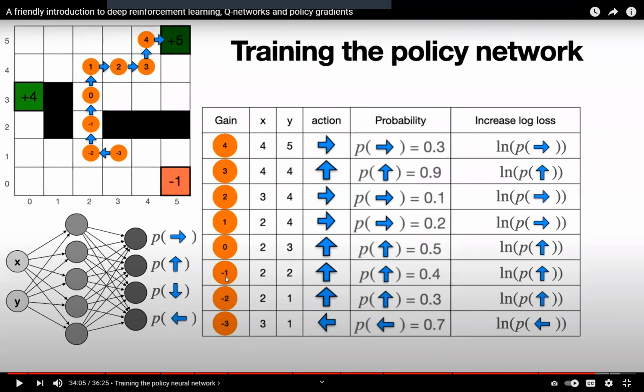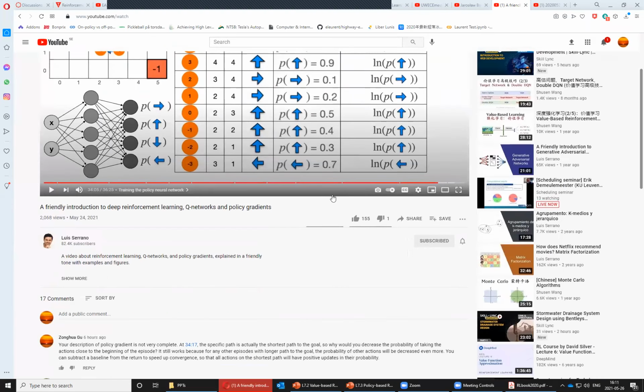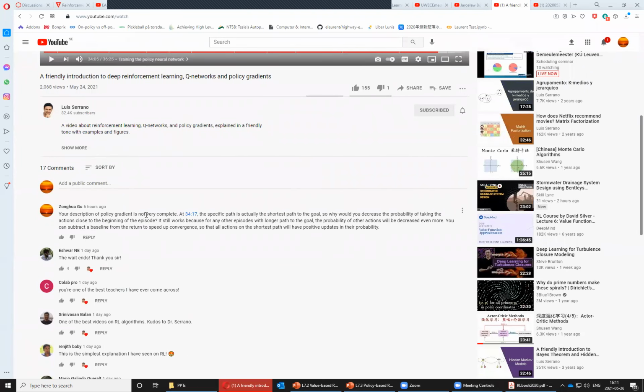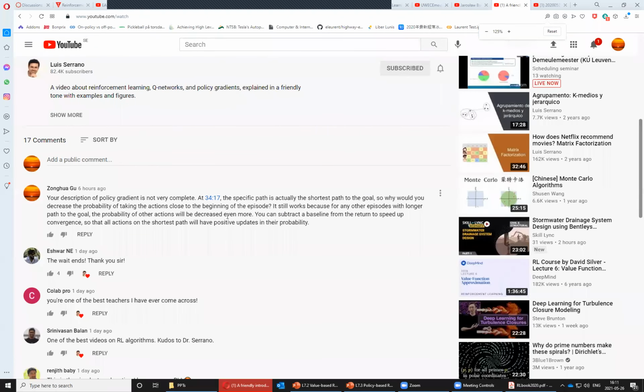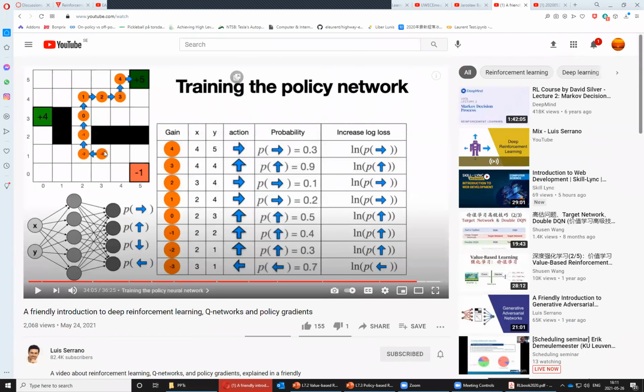And for the negative terms, you decrease the probability of taking that action. In fact, I wrote this comment to him. That's me. Your description of policy gradient is not very complete. The specific path is actually the shortest path to the goal. So this path from the state here is actually the shortest path.